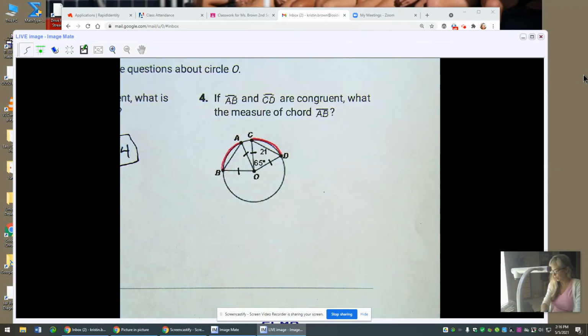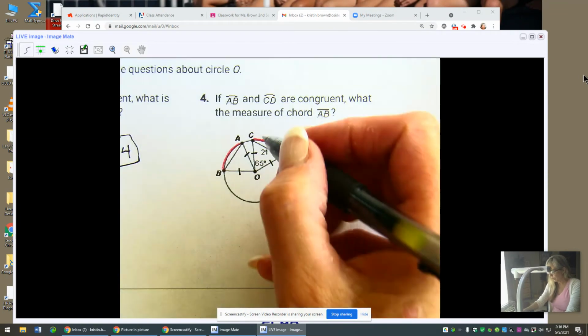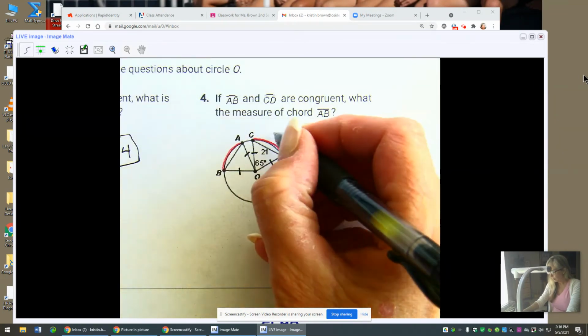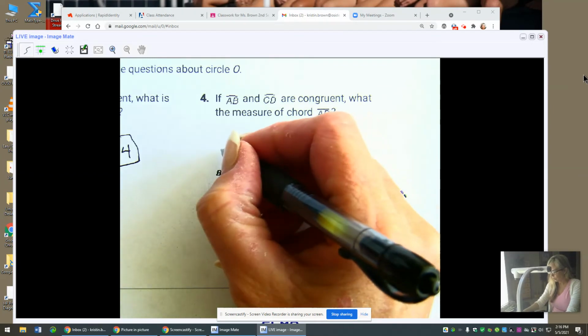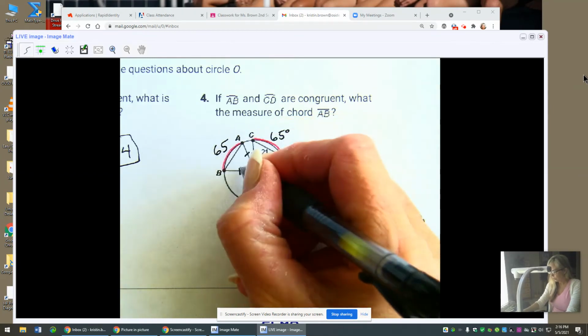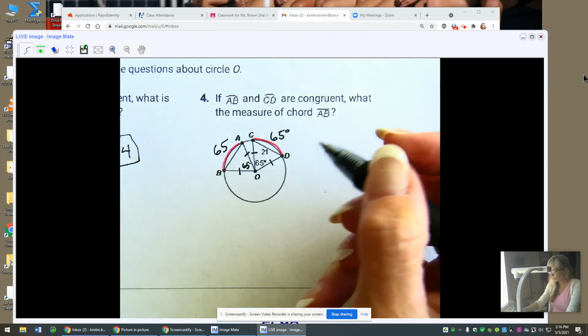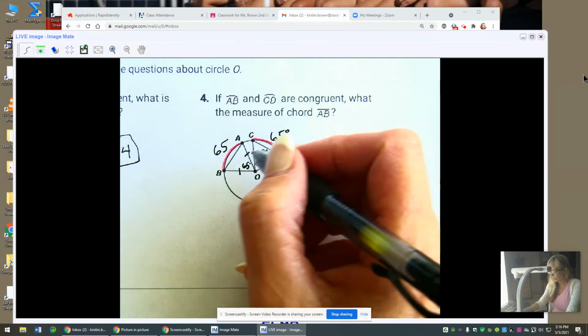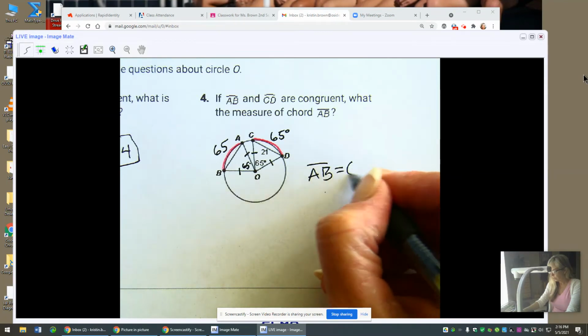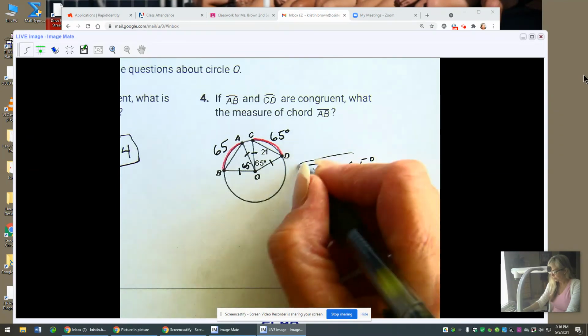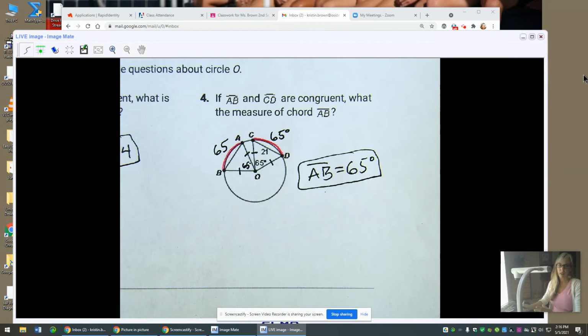Again, you probably just want to jump in and say 21, but for the same reason, we have the arcs are congruent. They are equal to the central angle. The central angle is equal to the arc. It's like the same problem. Why am I even spending time on it? So chord AB is 65 degrees. Okay. So super simple. Again, this chapter is interesting how simple they're making it.